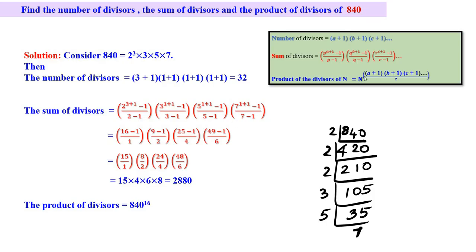Then the product of divisors: you have already found the number of divisors, and that divided by 2 should be the power to which the number is raised. So here 32 by 2, that is 16. So 840 raised to 16.